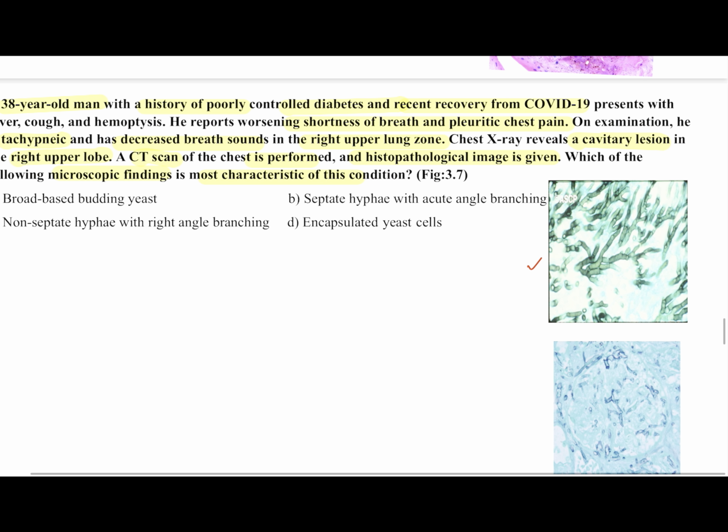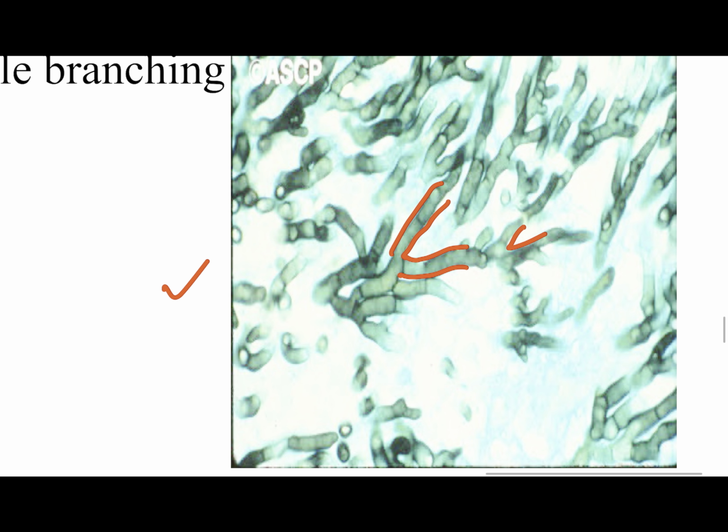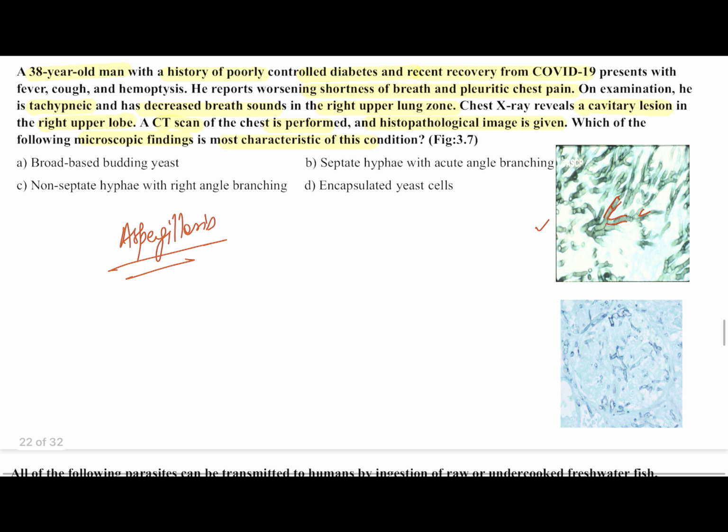So this is the presentation of aspergillosis. Why am I saying this? Because if you see this Gomori methenamine silver stain, here you can see these are the fungi and they are present at acute angles. And in between they have septa. So these are septate hyphae with acute angle branching, which is characteristic for aspergillosis.